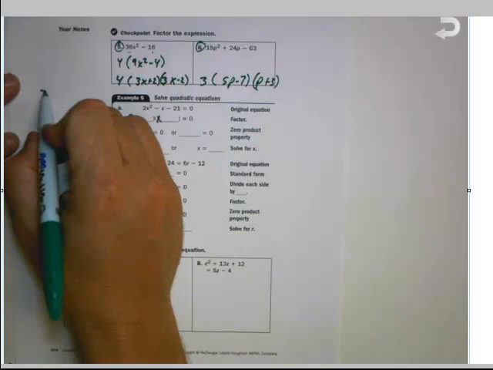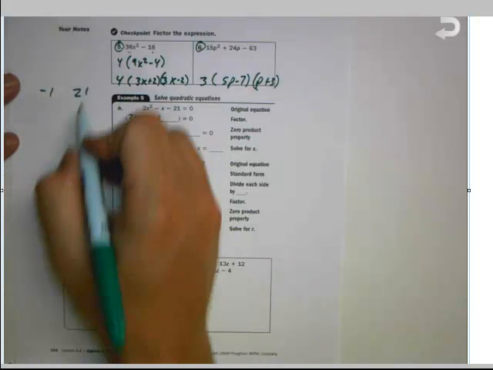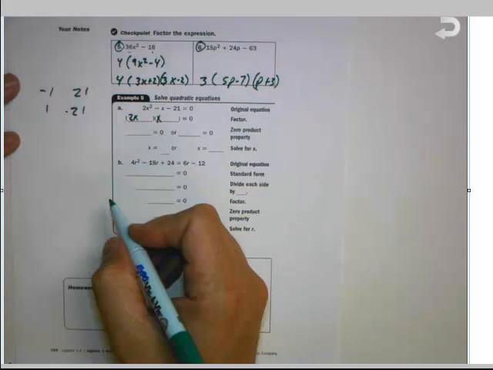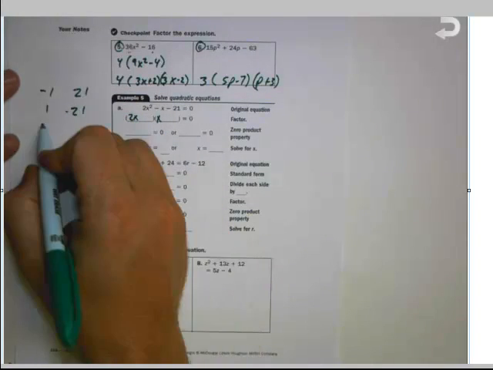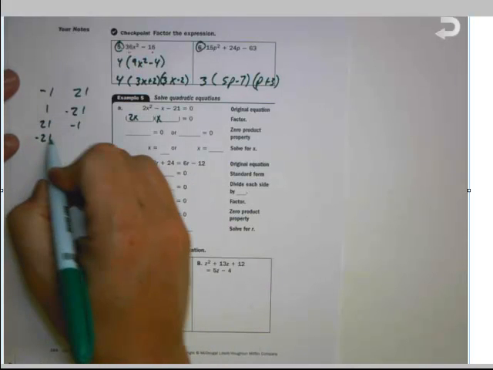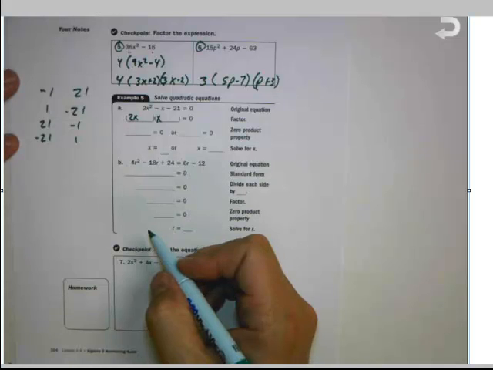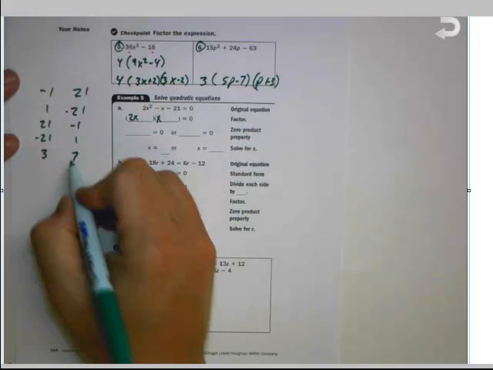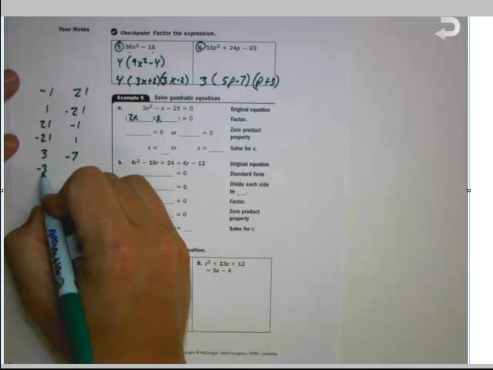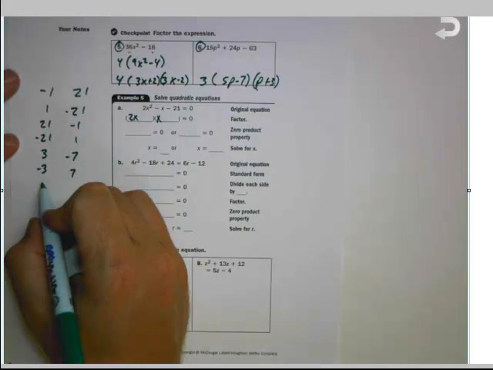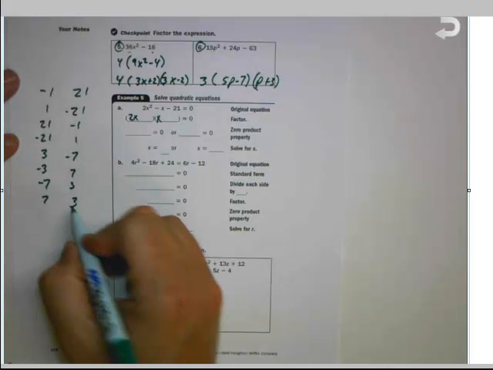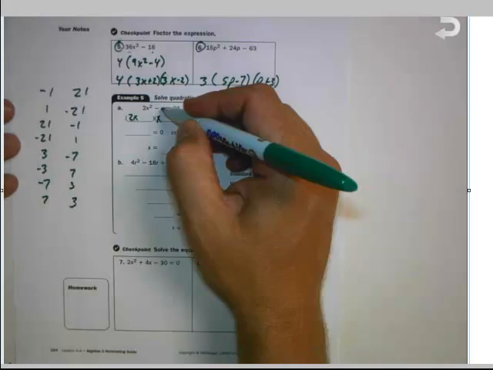So I could have negative 1, positive 21, or 1 and negative 21. I could have 21 and negative 1, or negative 21 and 1. I could have 3 and 7, or 3 and negative 7, or negative 3 and 7. I could have negative 7 and 3, or 7 and 3. A lot of choices here, but I need the answer in the middle to be a negative 1.